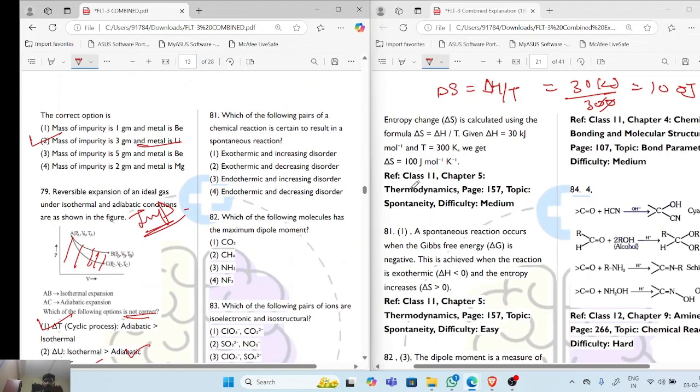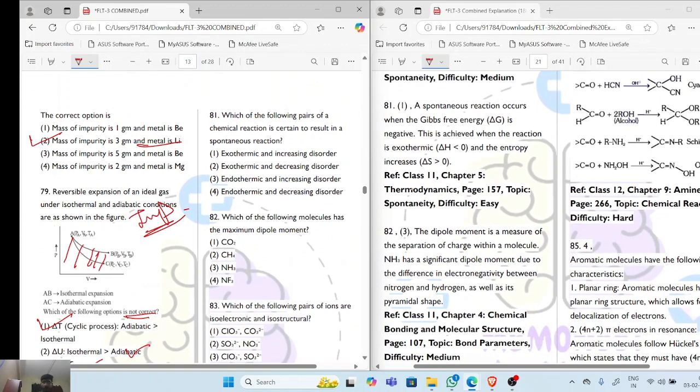Now comes to question number 81. Which of the following pair of a chemical reaction is certain to result in a spontaneous reaction? Spontaneous reaction occurs when the Gibbs free energy delta G is negative. This is achieved when the reaction is exothermic, means delta H is negative, and the entropy is increasing, means delta S is positive, exothermic and increasing disorder. So option number 1 is our correct answer.